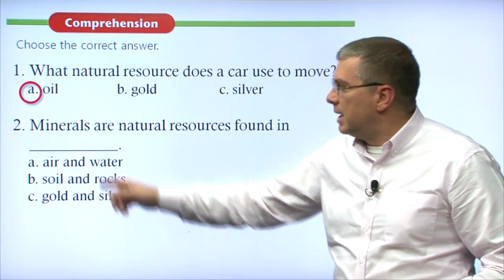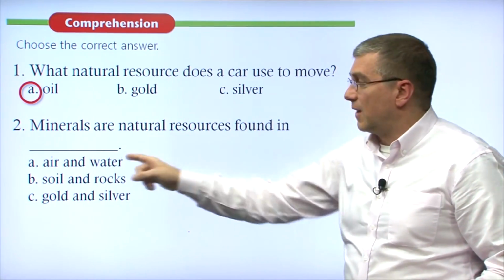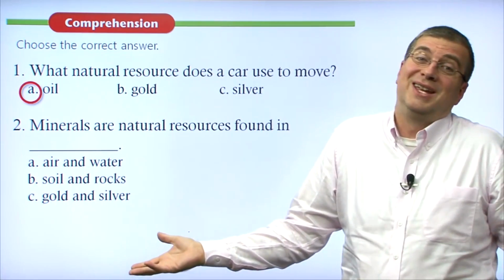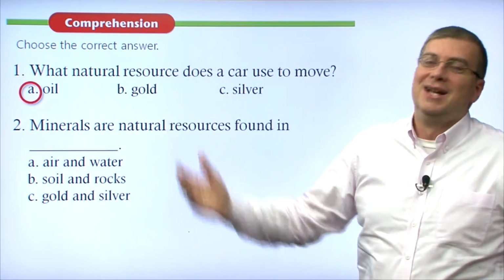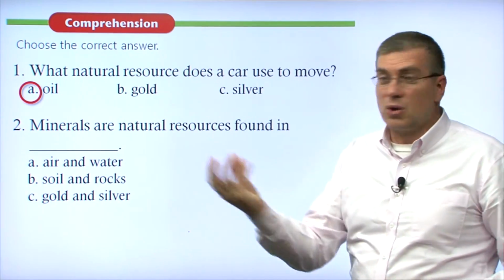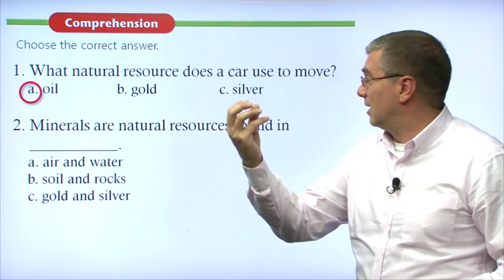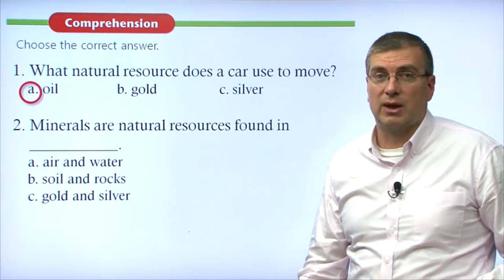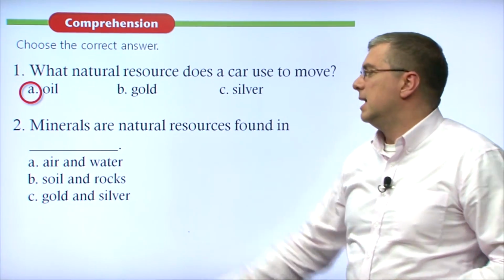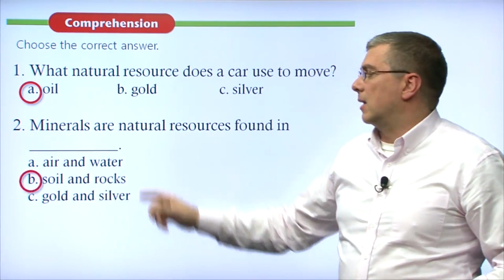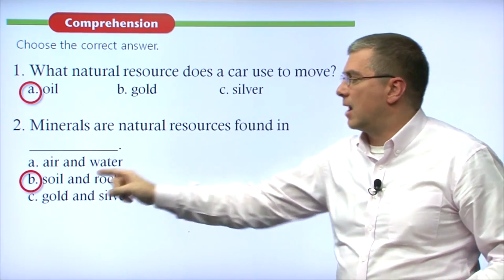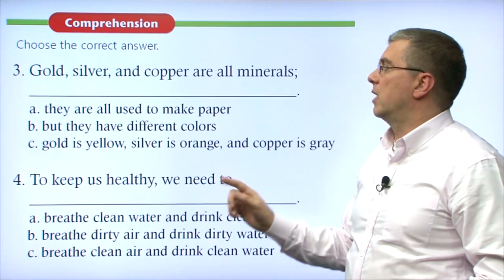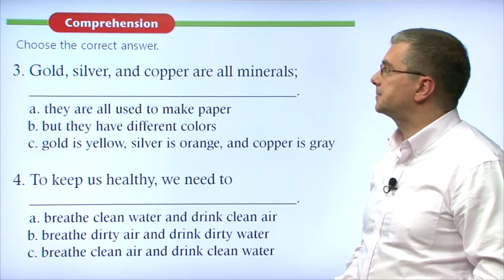It's not C. Are minerals natural resources found in air and water? Can we find gold in the air? Oh, I wish, but sorry, you can't find gold in the air. And gold does not float around in water. Gold, silver, and copper are heavy. They don't float in the water. They might be in the bottom of a lake or ocean, but they're not in the water. They are found in soil and rocks. Minerals are natural resources found in soil, in the dirt, and also in rocks. Okay, let's move on. Number 3 and number 4.